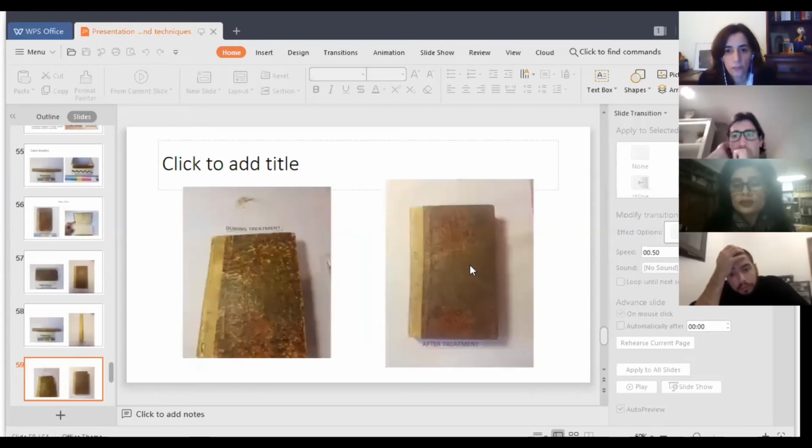These things are good for presentation. This is during treatment, and this is after the treatment, the final result that we did with the marbling technique.